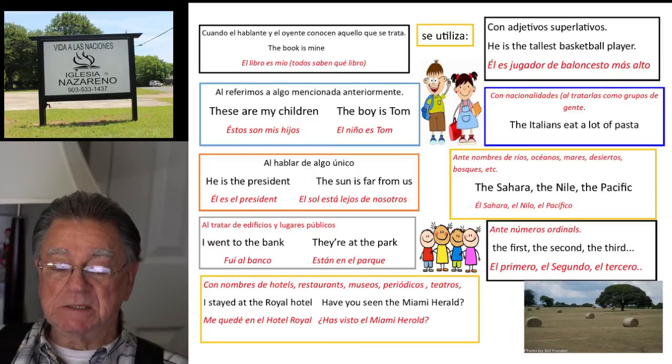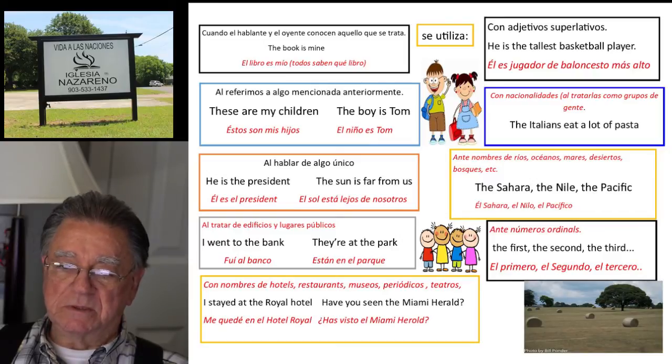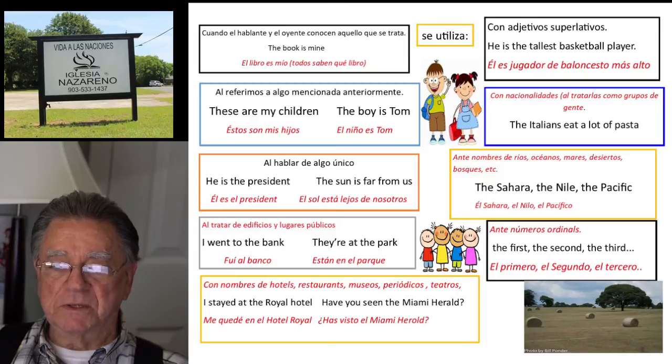Con nacionalidades, al tratarlas como grupos de gente. Okay, we have the Italians eat a lot of pasta. The Italians is a group of people. The Italians, the Spaniards, the Americans, the Jewish people. Okay, with people we put the Italians. Okay, let's go to the next box.